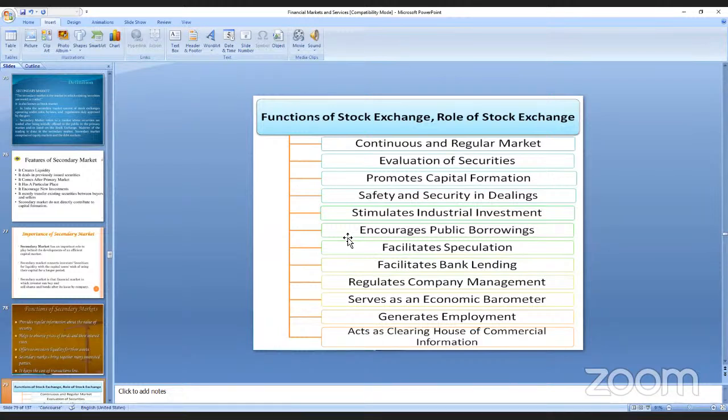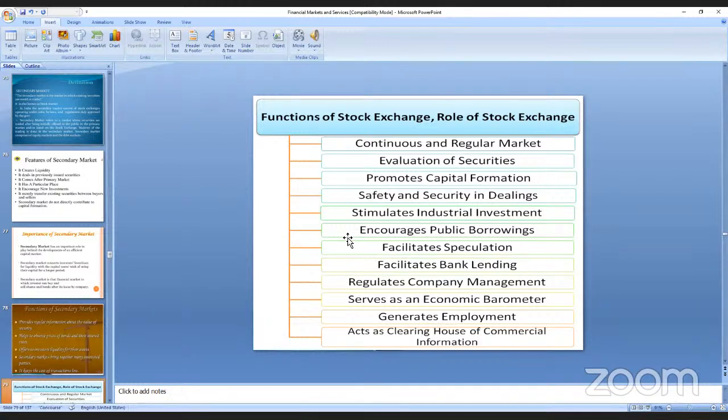Facilitate the speculation and facilitate bank lending. Bank lending means this share market again gives loans to other people, wherever people are investing. You can also take a loan from the bank. Banks are providing loans against shares, so that is bank lending. So it gives the loan also, and regulates the company management. Whatever the management, that should be regulated.